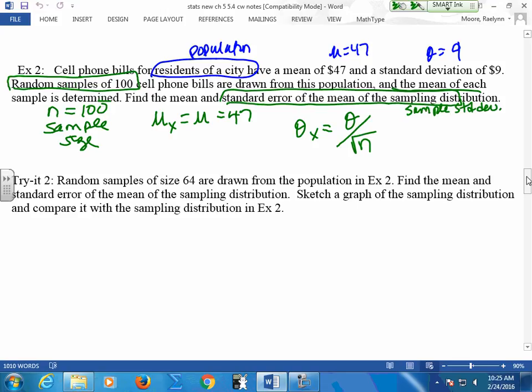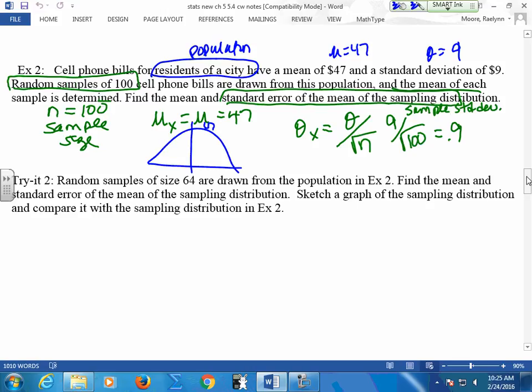So it's technically going to make it smaller. So we're going to take your standard deviation of 9 and divide it by the square root of 100, which is 10. So look what happened to your standard deviation. It went from 9 to 0.9, to under 1.